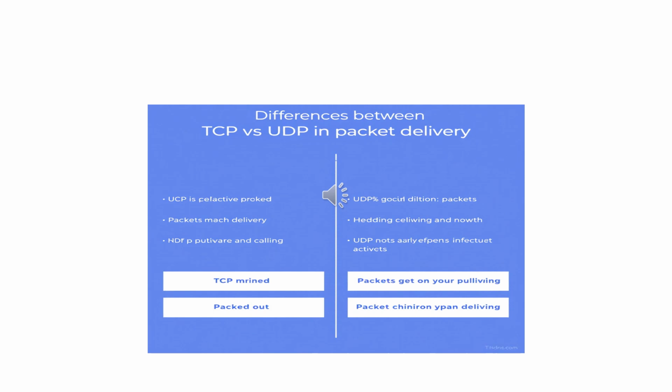UDP is like dropping a postcard in the mailbox. It's faster and uses less paper, but there's no guarantee the postcard will reach its destination. There's no way to know if it gets lost. Checksums in UDP are like a glance to ensure the address is there, but if something goes wrong during mailing, no one will try to fix it.